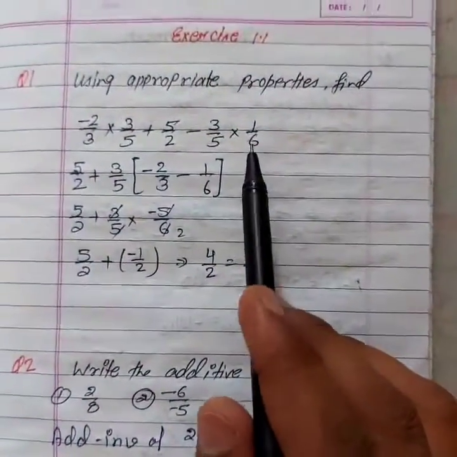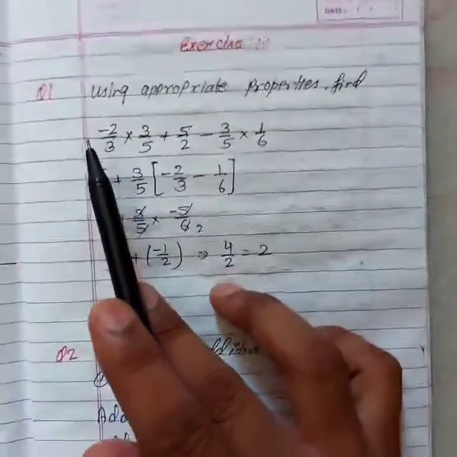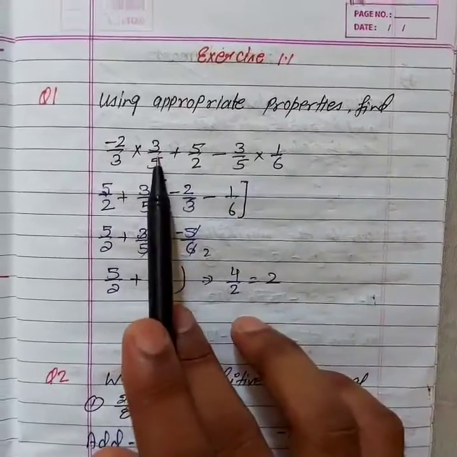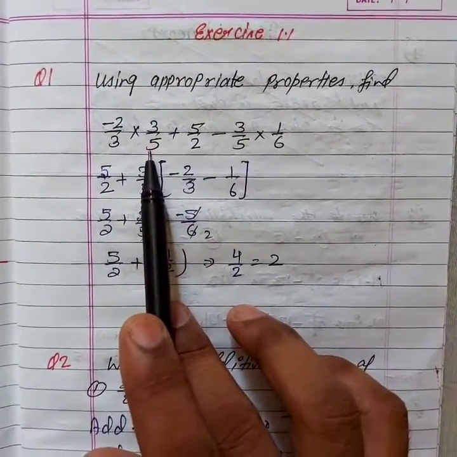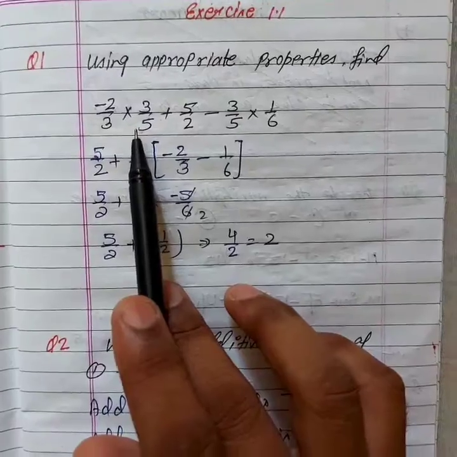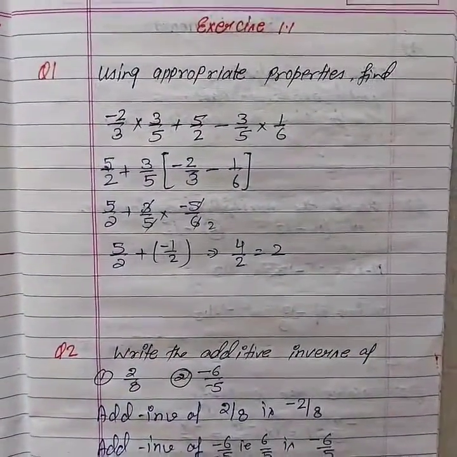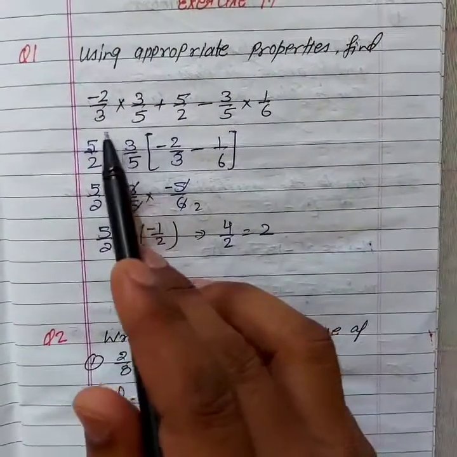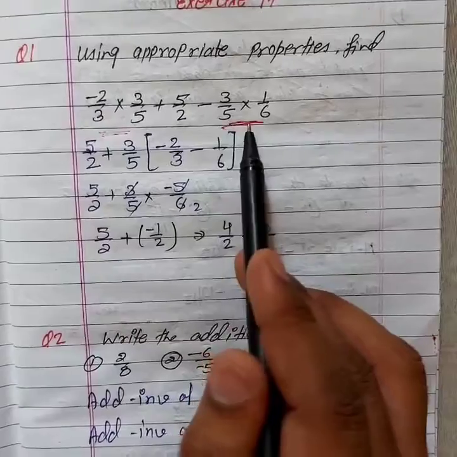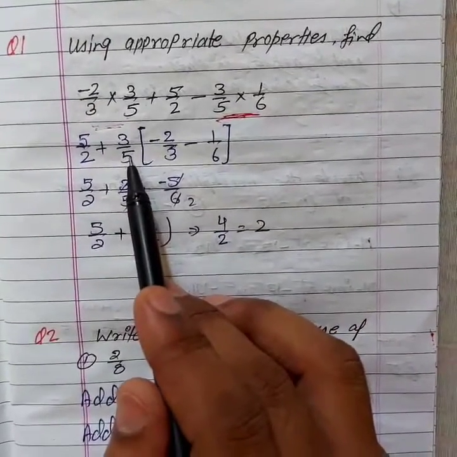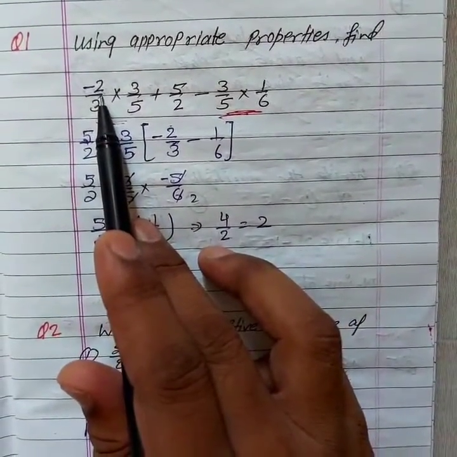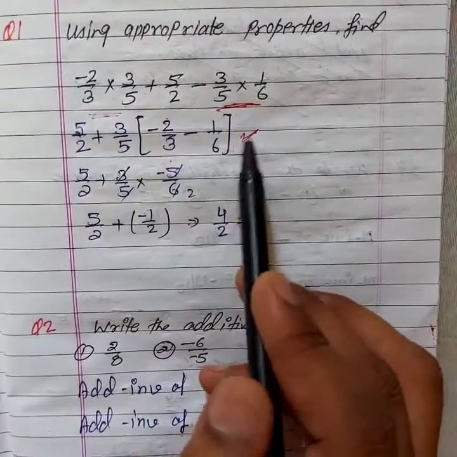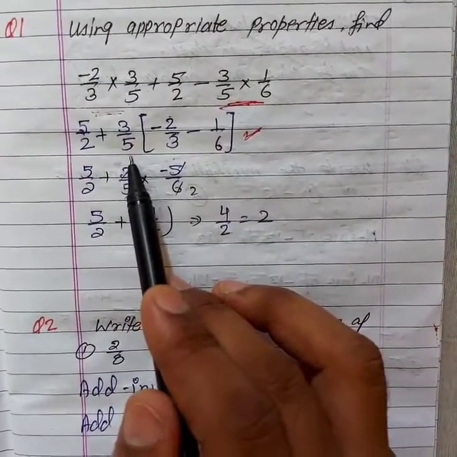Now Exercise 1.1, question number 1. Using appropriate property, find the result. You can see here this question is like the last example, example number 5. Similarly, we have to check that the fraction 3/5 is common in this part and this part also. So take 3/5 common over the bracket, with the remaining parts −2/3 − 1/6, and simplify this bracket and multiply it with 3/5.